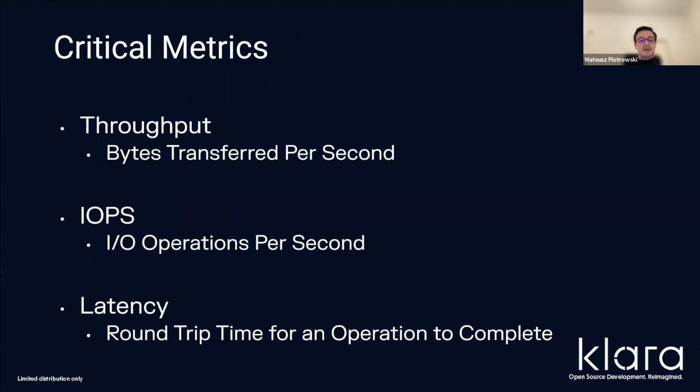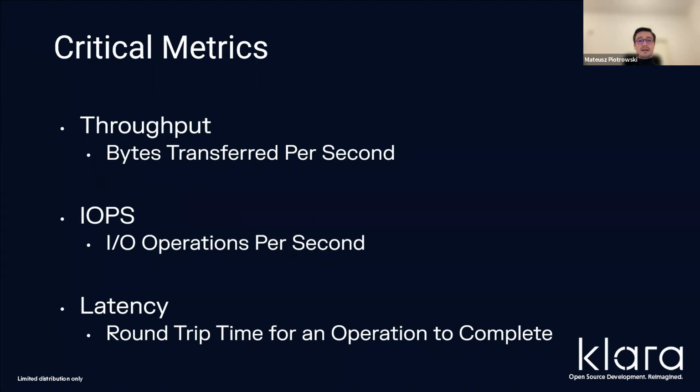There are three main metrics we focus on. There is throughput, which is probably the first metric people think of when they think about storage performance in general. Throughput is basically the bytes transferred per second. Even though it sounds easy, it is not as simple to interpret as people probably think. It is influenced by many other factors in your storage. But we'll get into that a bit later.